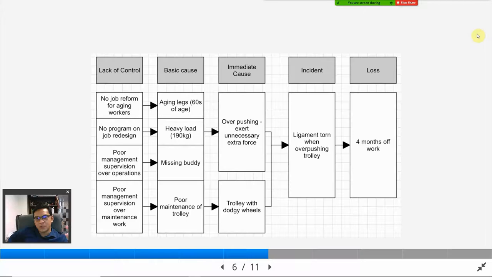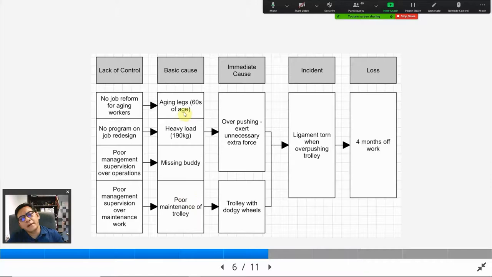So the basic cause of the trolley having dodgy wheels is poor maintenance. It is the responsibility of the organization or management to make sure that they check the trolleys, find out which of them have dodgy wheels, and replace them with new wheels. Okay, so is that something that Mrs. Kelly has control over? No, she has no control over who does the maintenance, or when they should do it, because her job was just to push the trolley.